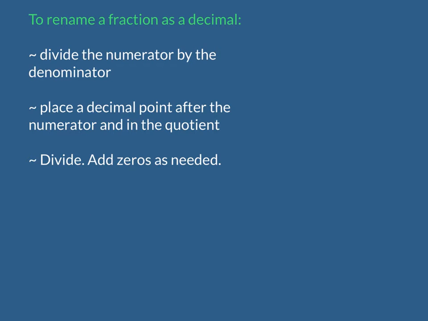So to rename a fraction as a decimal, divide the numerator by the denominator. Then place a decimal point after the numerator and in the quotient. And last, you divide and you add zeros as needed.